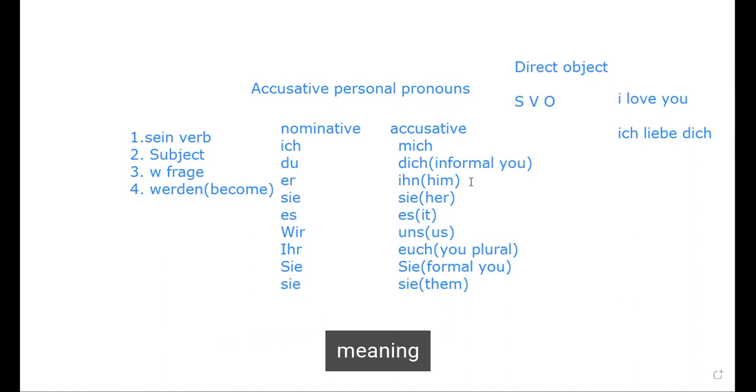So ich liebe dich, famous term. Ich liebe dich, I love you. Ich treffe dich. You know, internet connectivity issue here today.